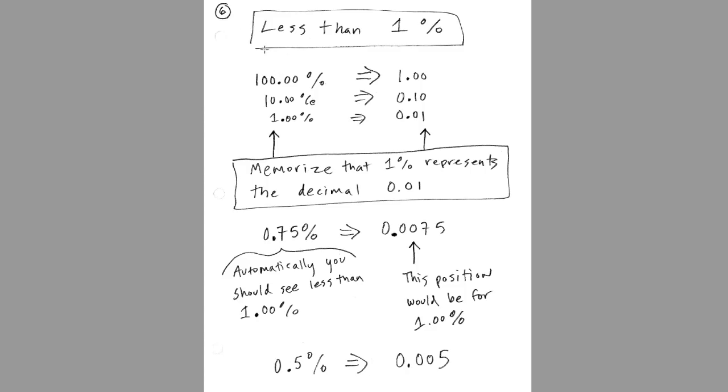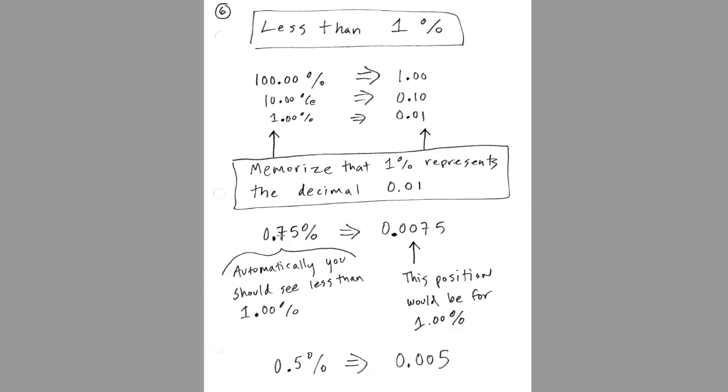Next page. This is one that oftentimes trips people up. Less than 1%. Here's the trick. 100%, think of 1. 10%, think of 0.1. 1%, think of 0.01. You should memorize this. When you see 1%, think of a tax rate if you want: 1 penny out of 100 pennies. That's what it looks like if we're listing dollars or pennies. 0.01. So I memorize this.